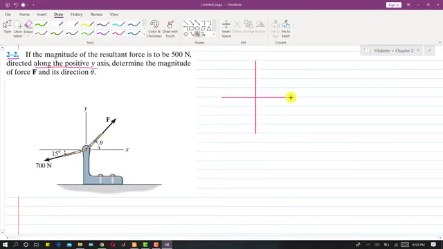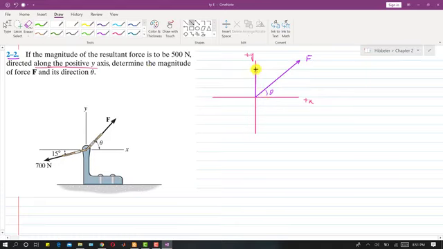So let's suppose I draw the free body diagram. Let's suppose this is the positive x-axis and this is the positive y-axis. This is that force F which is making some angle, and we need to determine the magnitude of this force and this theta. We are also given that the resultant is 500 Newton and it is acting towards the positive y-axis. First let me draw that resultant.